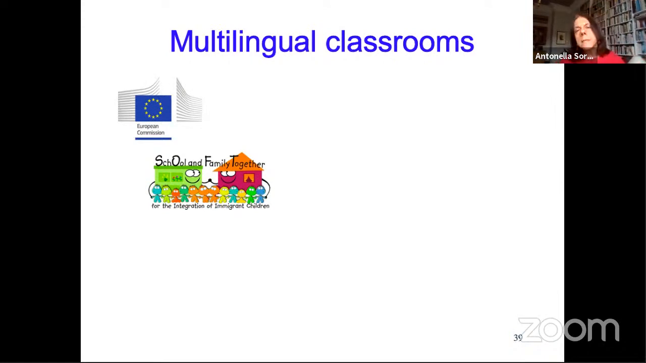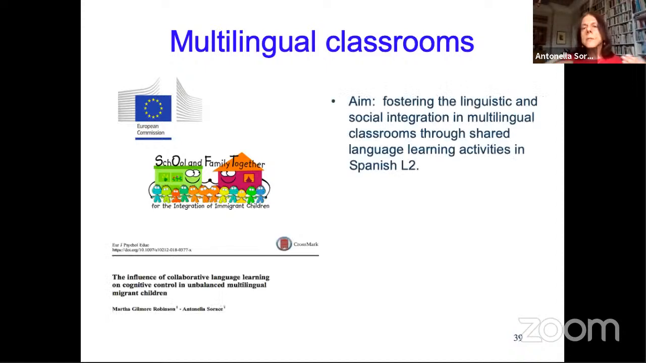We did a study on multilingual classrooms in Scotland, and we wanted to see how social integration of migrant children could be fostered by doing common language learning activities. Spanish was the new language that everybody had to learn in classrooms. So both Scottish monolingual children and migrant children from different language backgrounds, but not Hispanic or Spanish-speaking backgrounds. So nobody spoke Spanish. Spanish was a new language.